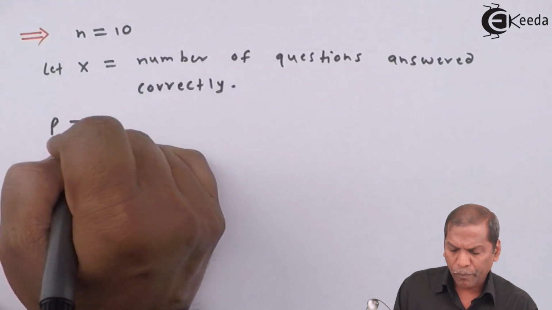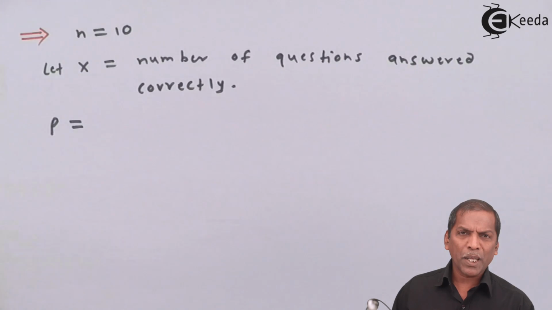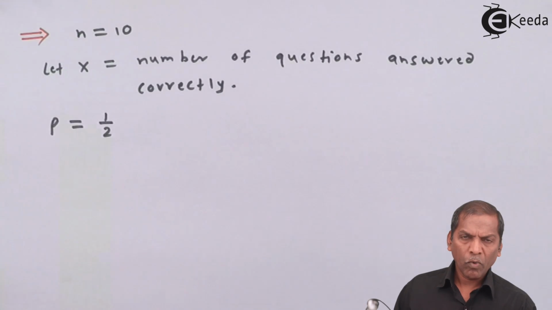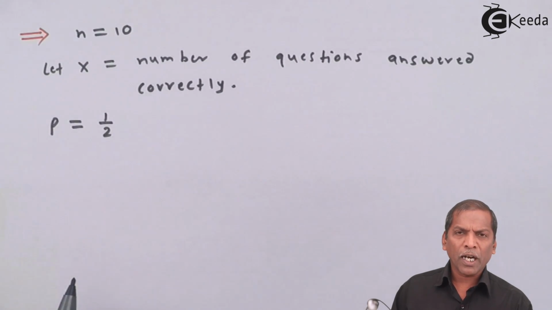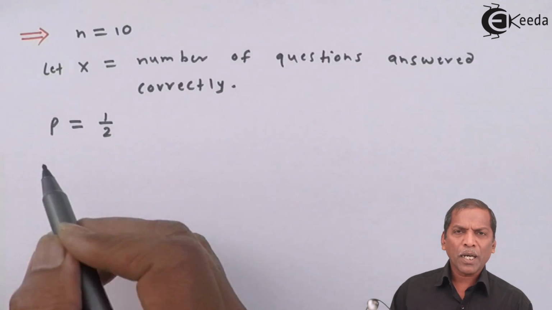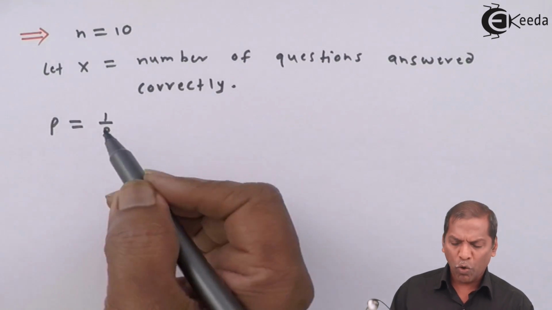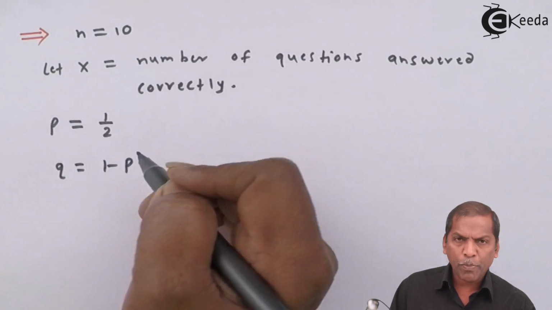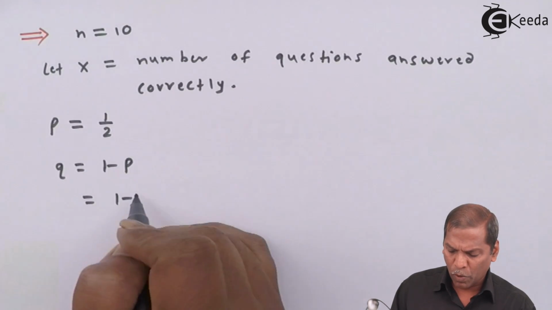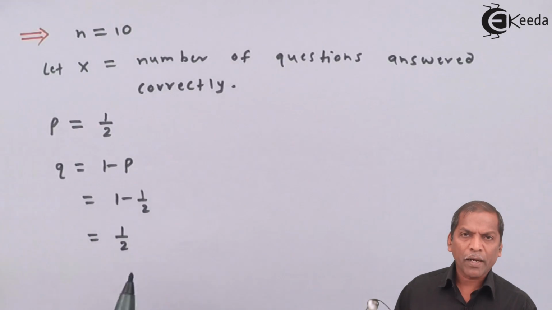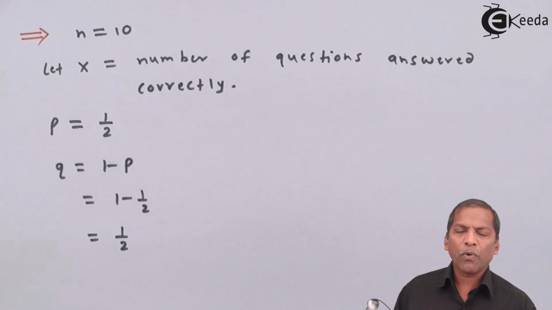Then probability P that the answer is correct is 1 by 2. Since for every question there are only two answers, one is true and other is false. So probability that the answer is correct is given by P equal to 1 by 2. Then Q equal to 1 minus P, so that equal to 1 minus 1 by 2, and on cross multiplying, we get Q also equal to 1 by 2.